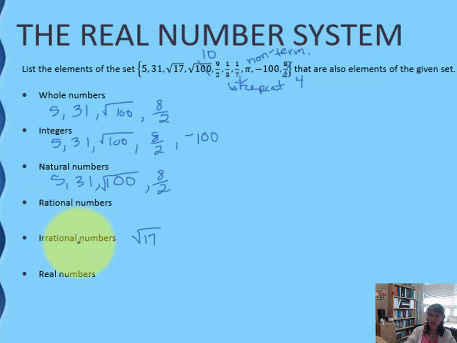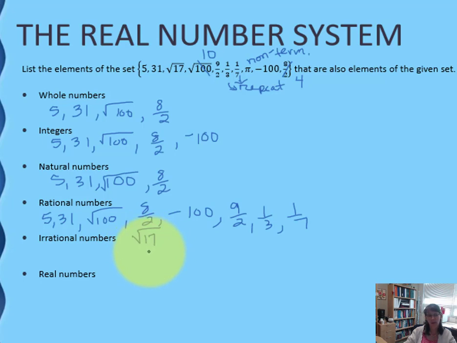Rational numbers can be written as fractions. So any integer can be written as a fraction. So I'll start with all of the integers we've already listed. 5, 31, square root of 100, 8 halves, -100. And now we'll go back and look at the elements and see if there are some written already as fractions. So we pick up 9 halves, 1/3, and 1/7. The irrational numbers, we already talked about square root of 17.